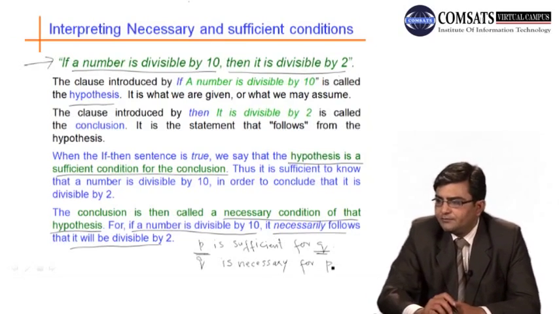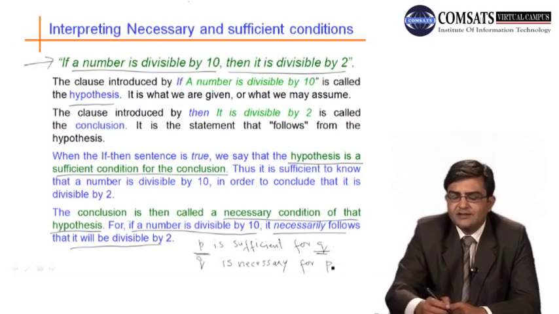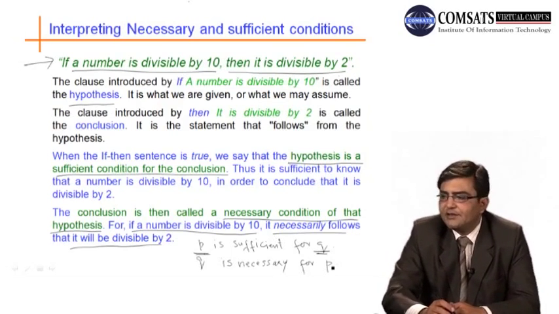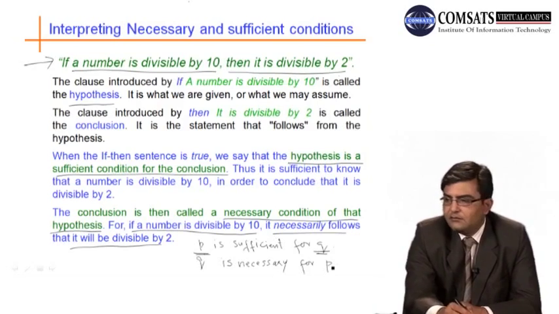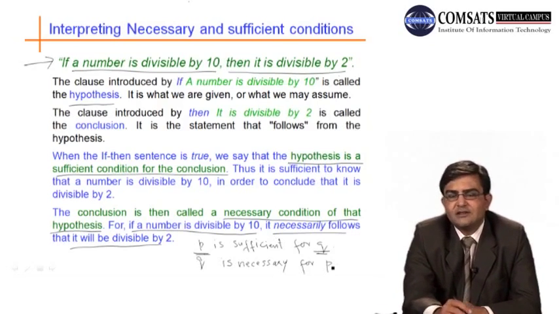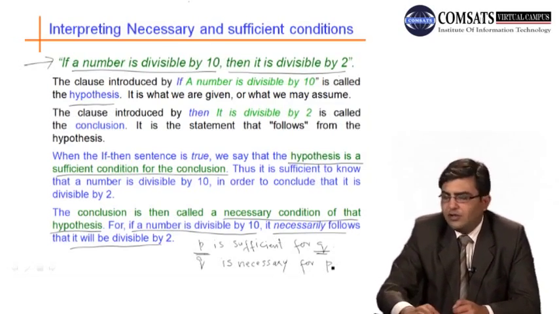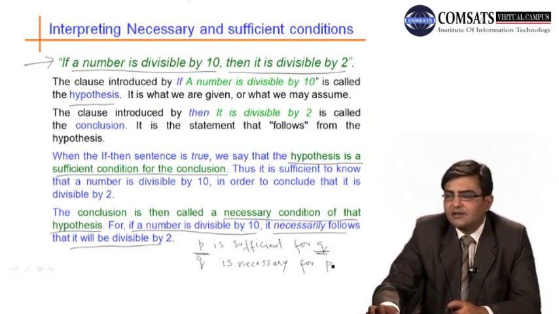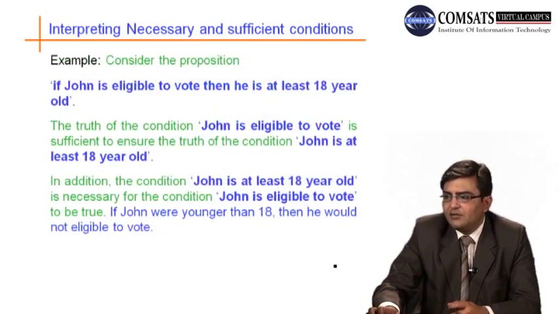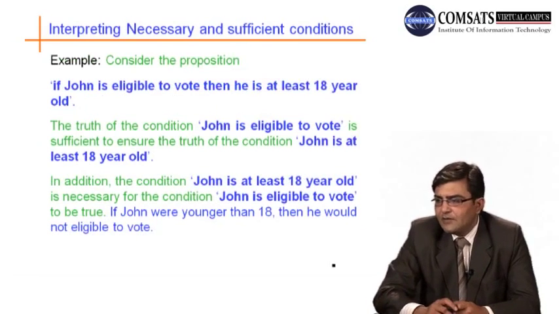So in such conditional statements, if hypothesis then conclusion, the hypothesis P is a sufficient condition for the conclusion Q, and Q is the necessary condition for the hypothesis. So this is how we interpret the necessary and sufficient condition. We see another example here.